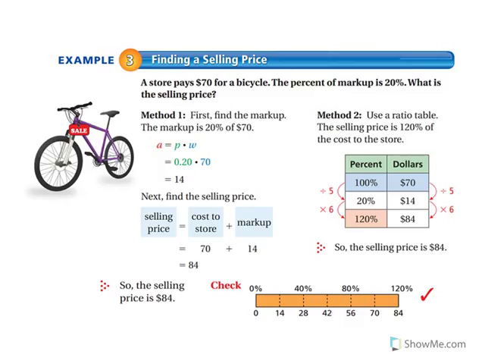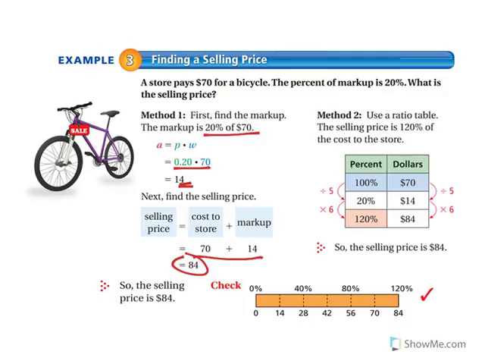On our example 3, finding the selling price. Okay, so a store pays $70 for a bicycle. The percent of the markup is 20%. What is the selling price? So again, there's two ways of doing this. You could first determine what the discount or the markup would be. So we would first do 20% of 70. So the whole is 70, the percent is 20, so we're doing that right here. 0.2 times 70, we get 14. We're going to then add that to the original price over here, and we get 84.